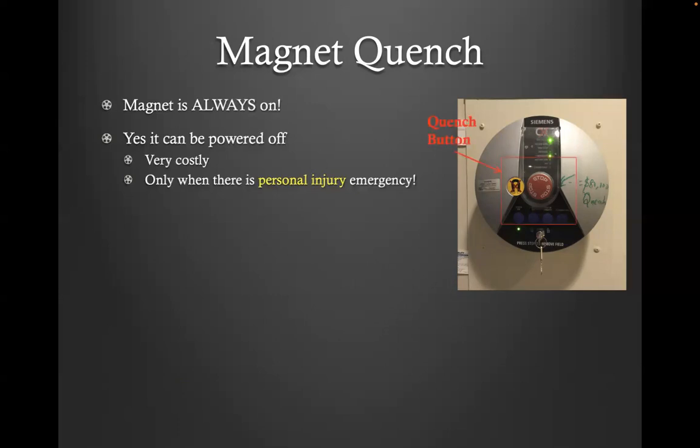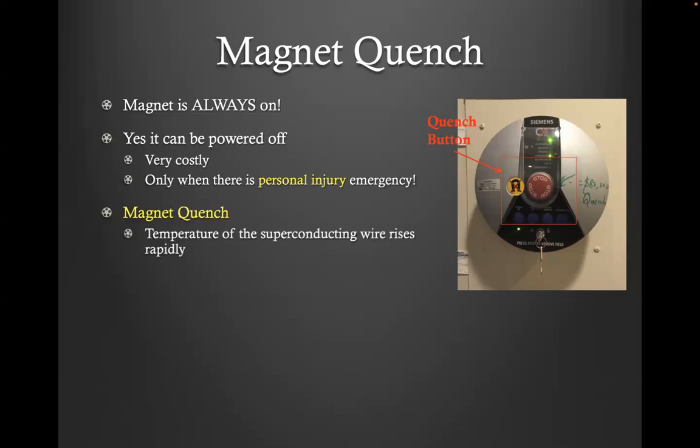So if you come to the MRI control room, you are going to see some equipment on the wall, and there's a red button there. That's our quench button, and it's protected by a plastic cover for a good reason, because you don't want to accidentally hit it.